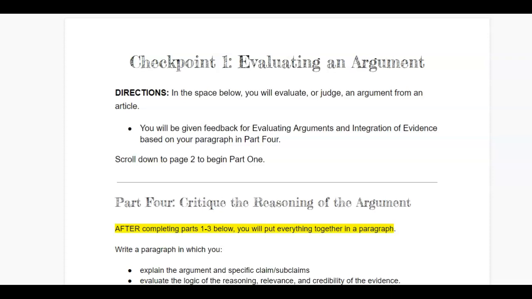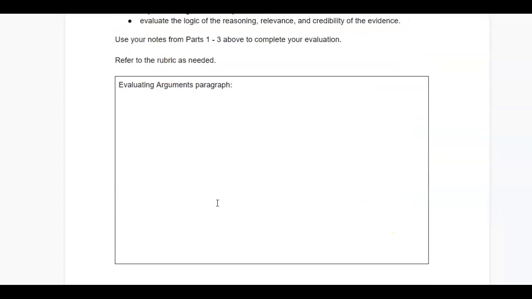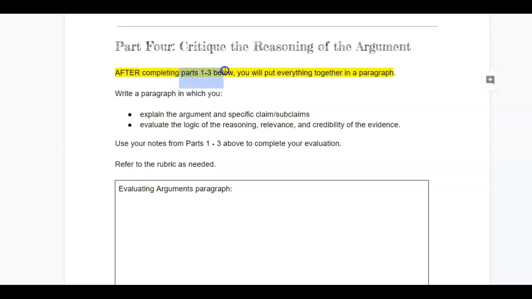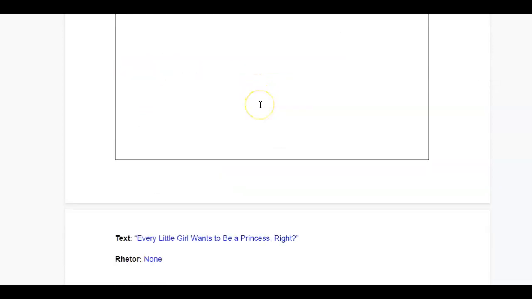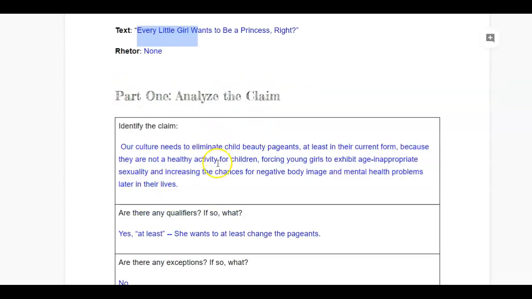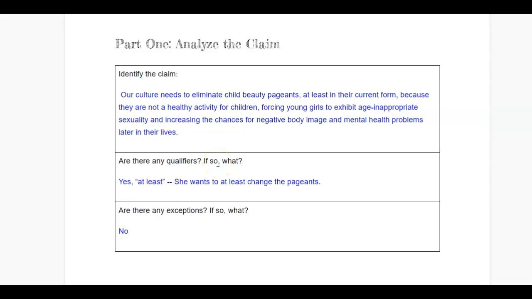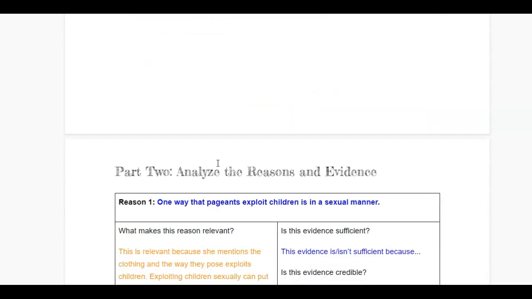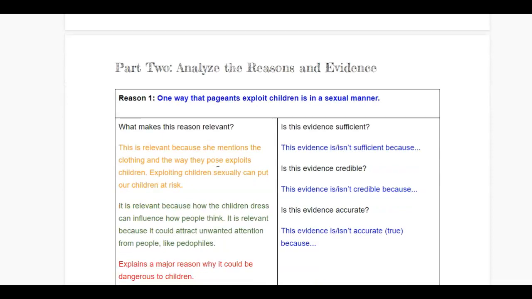I wanted to give you guys a quick explanation of how you're going to complete part 4 in your Checkpoint 1 after you have completed all of your parts 1 through 3 below. So in part 1, we found the title of our text that we were reading. In part 1, we analyzed the claim in the article that we read. And then together in class yesterday, we started with reason 1.